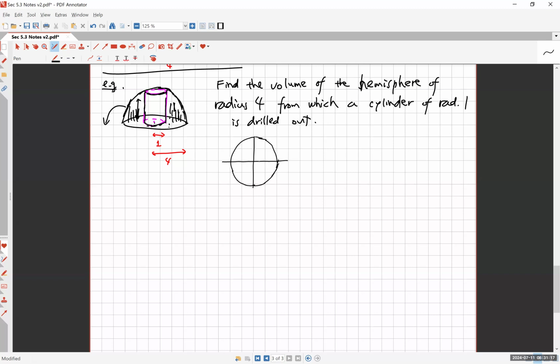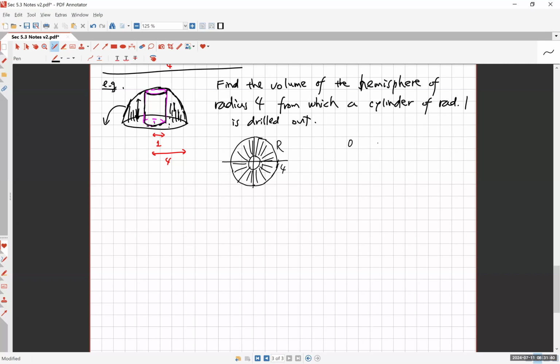And then we have a radius 1 hole drilled out. So this is 1 and this is 4. So the region over which we are integrating this solid is actually this area between the two circles, looking at it from the top. So how do you define the bounds for the double integral?